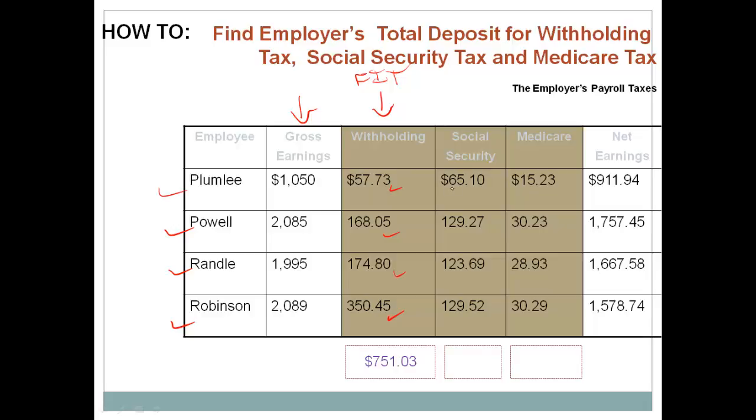Then this is the Social Security that got withheld from everybody's paychecks, so you're going to add all that up. But remember, we're going to have to double that amount. But this is the amount they actually withheld from people's paychecks, and add up all the Medicare, that's the amount they actually withheld from people's paychecks. But when you decide what they have to send in each quarter, you're going to have to double this one and double this one, and that'll give you the total.